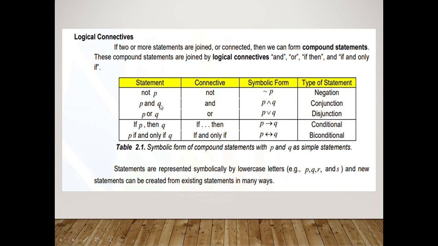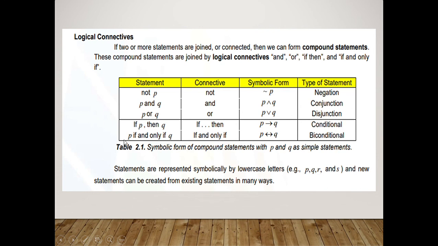Statement P and Q: the connective is and, the symbol is an upside-down V, and the type of statement is conjunction. P or Q: the connective is or, the symbol is V, and the type of statement is disjunction. If P, then Q: the connective is if, then, and the symbol is a right arrow. We can read it as if P, then Q, or P implies Q. The type of statement is conditional.